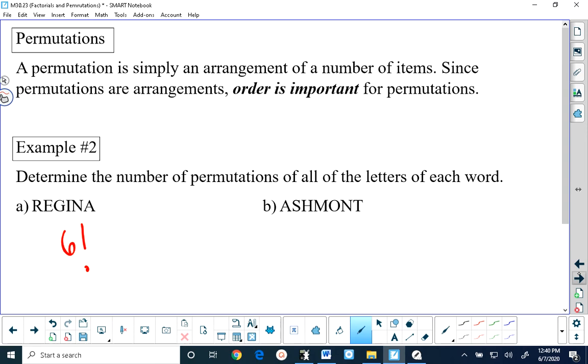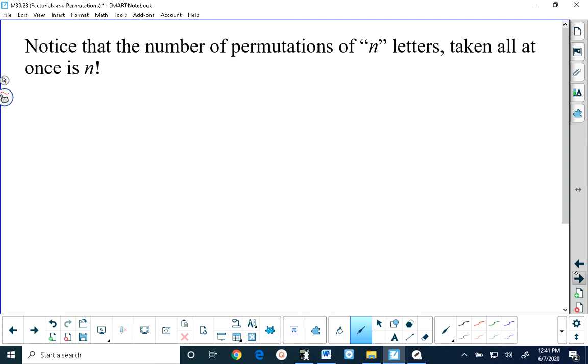If I said to you, how many different ways can you arrange all of the letters of the word Ashmont? Since there are 7 letters, you would have 7 blanks with the fundamental counting principle. And when you multiply out 7 times 6 times 5 times 4 times 3 times 2 times 1, you get 7 factorial. And I don't know what 7 factorial is. And notice that the number of permutations of n letters taken all at once is n factorial. What this is saying is something you should have learned already. If you're going to arrange a certain number of items all in a row, the answer is the factorial of the number of items. If I had 12 people that are going to stand in a line, there are 12 factorial ways of arranging them.